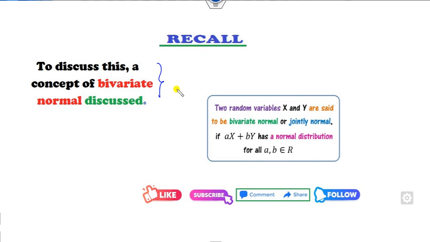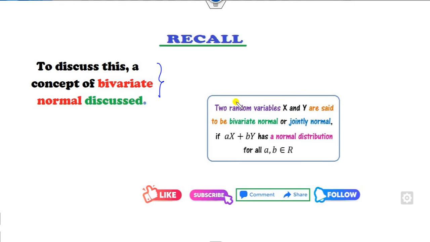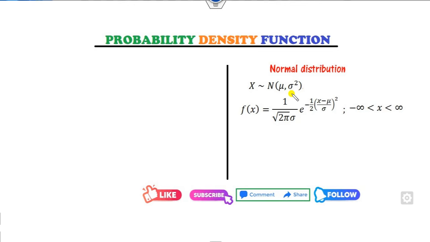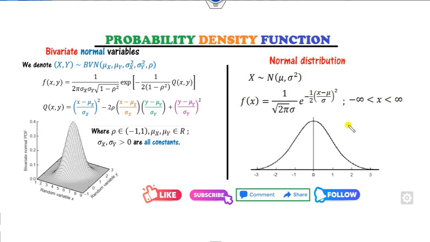So how can you overcome that? When the variables are not independent and the sum is not normal, we described the bivariate normal distribution. That means if the linear combination of them is normal, then you can say it is a bivariate normal distribution. We also described the probability density function of the normal and bivariate normal variables, and graphically we described the representation and variation. This is what we have discussed so far about the normal and the bivariate normal.